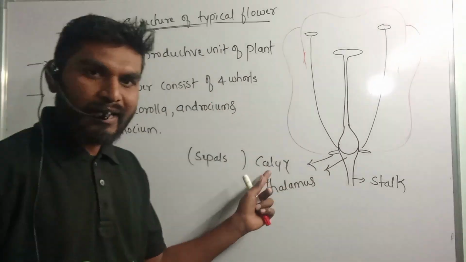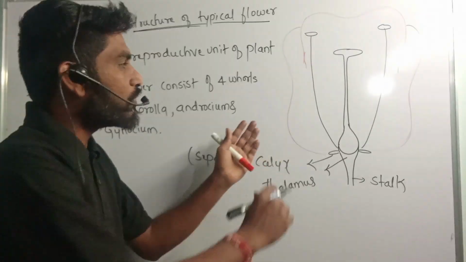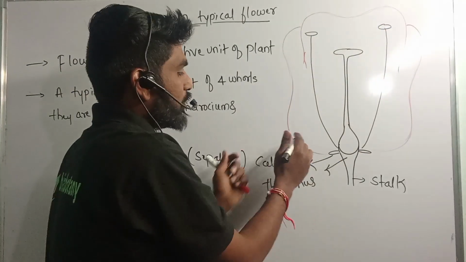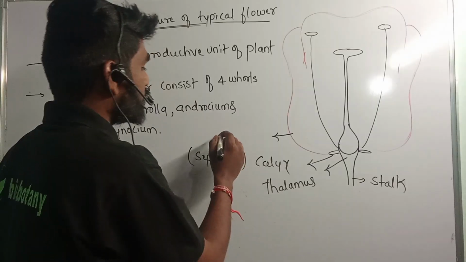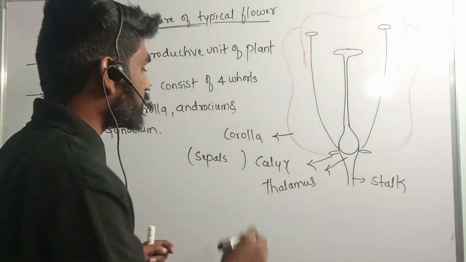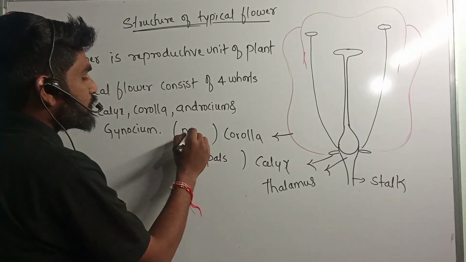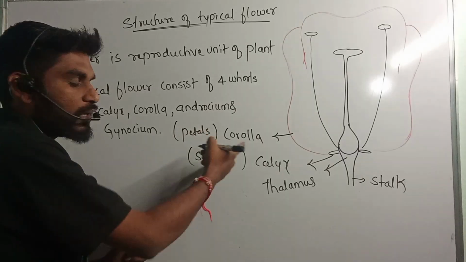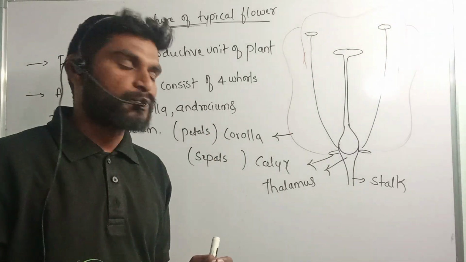After the first whorl, calyx, we have the corolla. This colored part of the flower we call the corolla. The members of the corolla we call petals. Corolla के members को petals बोल रहे हैं.